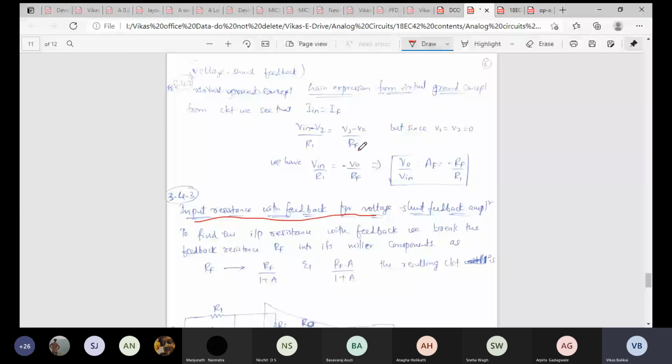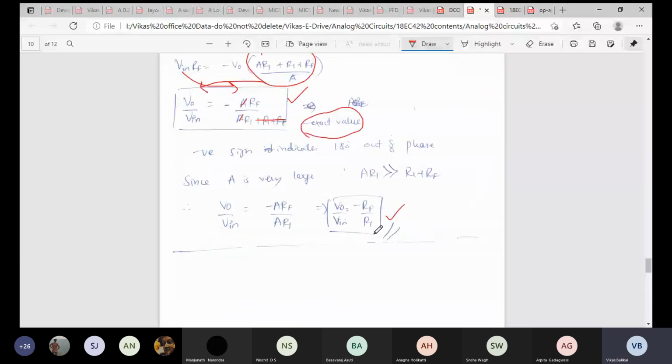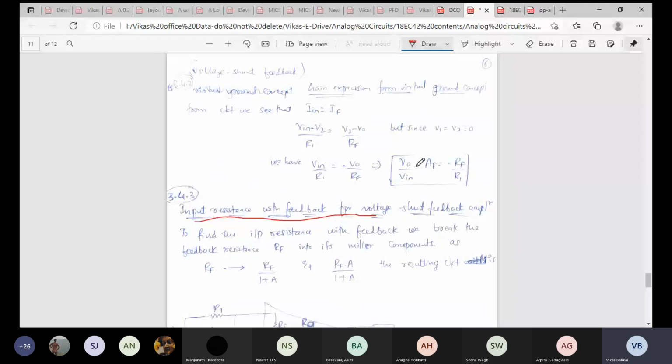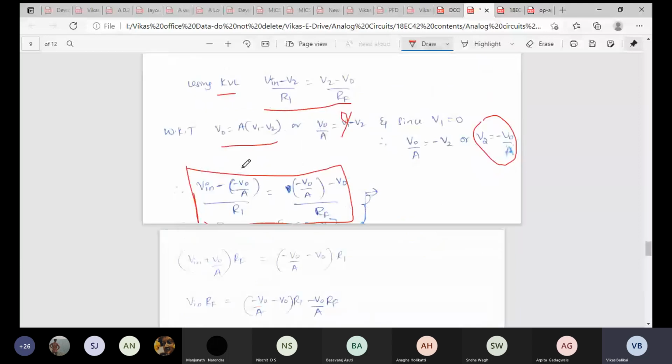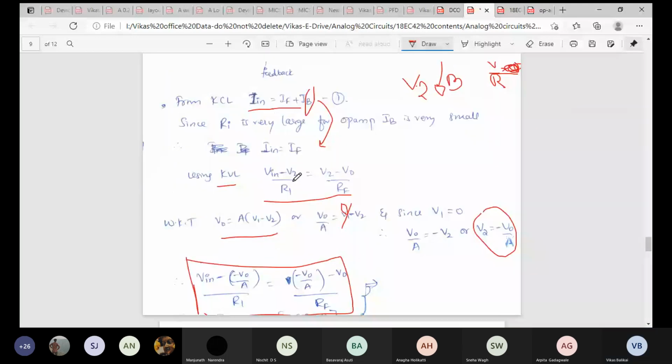So basically I can obtain the equation of the closed loop gain, V naught by Vin, from the concept of virtual ground. How? You can see over here. I know that Iin equals If, because Ib is very small, or it cannot enter the op amp, and Iin equals If. So I express this in terms of voltages: Vin minus V2 divided by R1, and V2 minus V naught by Rf. And I did a lot of derivation over here.